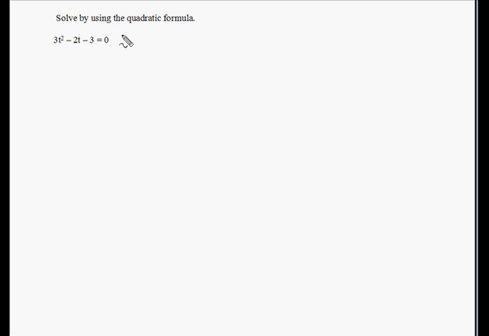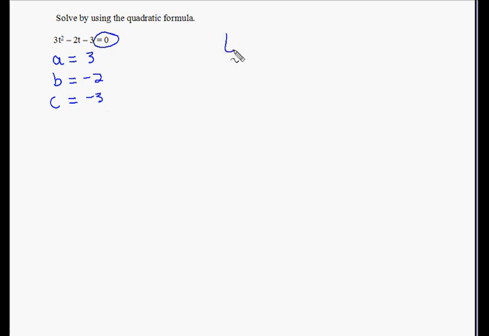Solve by using the quadratic formula. 3t squared minus 2t minus 3 equals 0, where our a value for this problem is 3. Our b value is negative 2, and our c value is negative 3. Make sure that it's equal to 0, otherwise you won't know what these values are.